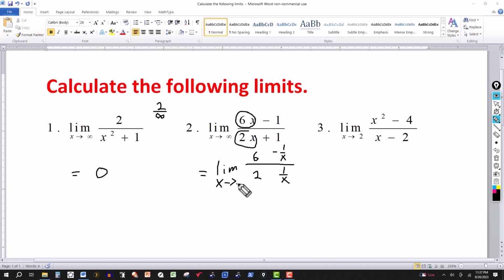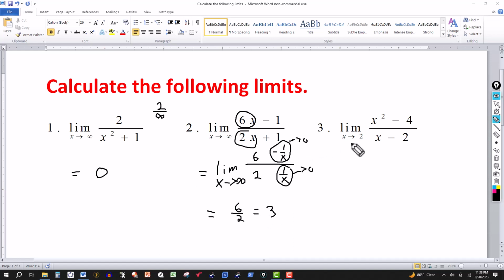So as x goes to infinity, 6 and 2 will stay fixed. But in this term right here, the denominator gets real large, and in this term right here, the denominator gets real large. So this one goes to 0, and this one goes to 0. So that simply goes to 6 over 2, and 6 divided by 2 is 3.